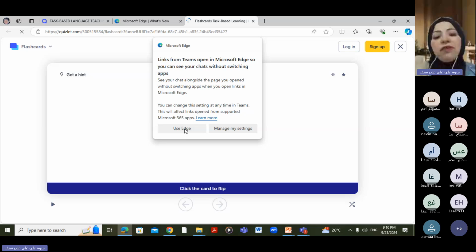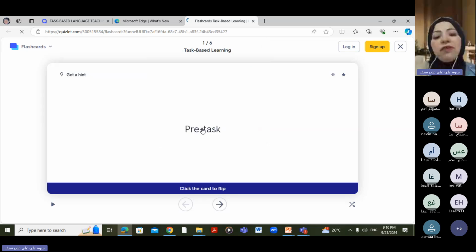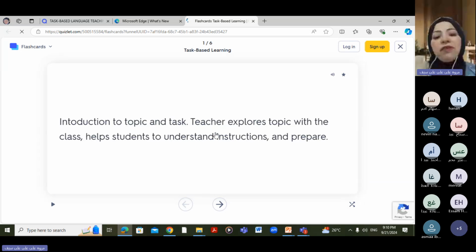So I have the card here. I click the card to flip. So the pre-task, which is stage number one, I'll press it. We'll find that the pre-task is introduction to topic and task. That the teacher explores the topic with the class, helps students to understand instructions and prepare. So it was the brainstorming, the three kinds of brainstorming that the teacher in the demo did with the class. So this is the pre-task.